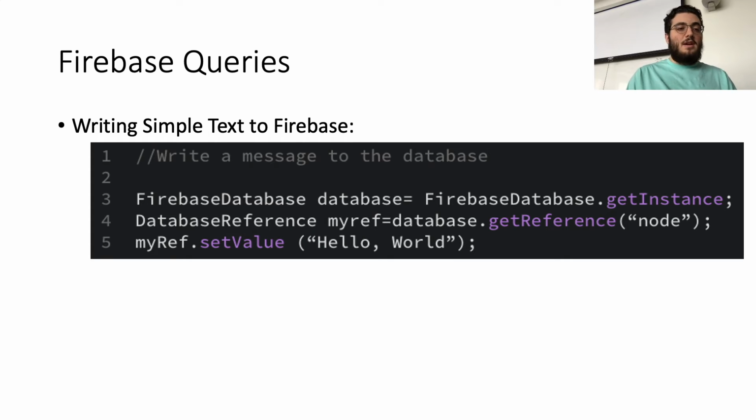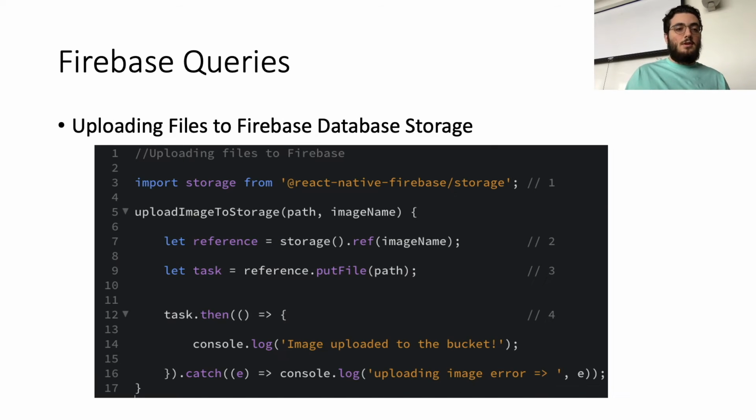This is the way to write a simple text string to Firebase. If you already have the prerequisites done in the last slide, you get the instance of your current Firebase, you create a reference object, and then you simply set the value of that reference object to be whatever you want. In this case, it's hello, world.